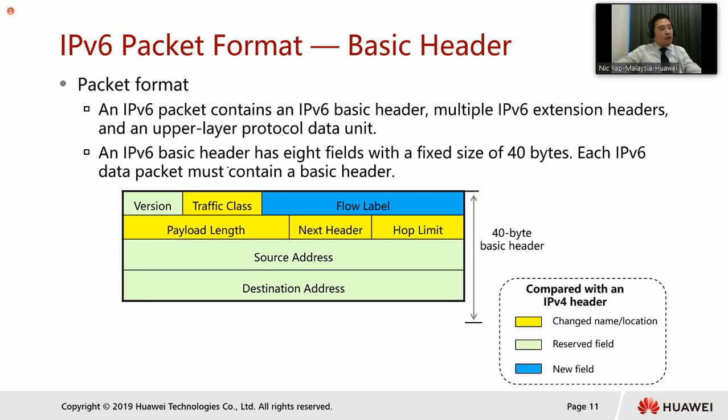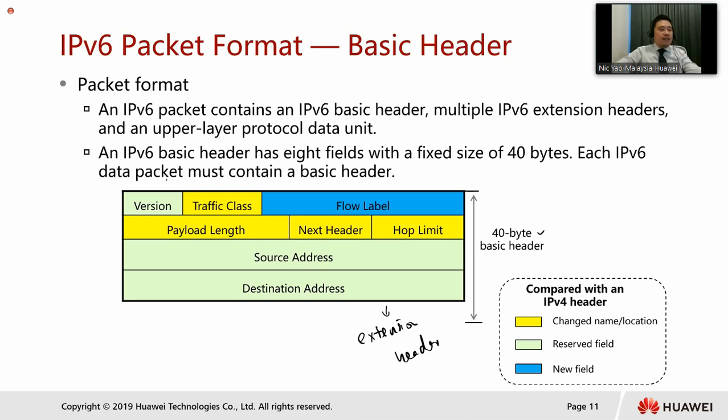For the packet format over here, you can see that the IPv6 packet contains only the V6 packet header, multiple V6 extension headers, and the upper layer protocol data unit. So that is just a basic header. The basic header is only up to 40 bytes. Below here, you can add on the extensions. You can add the extension header after the destination. You just add the next header, next header, next header. Okay, this is how we add it in.